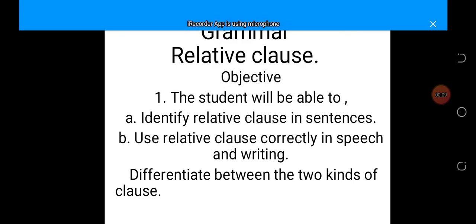We have English language. Under that, we are going to look at one of the aspects, which is grammar. I want to look at the topic relative clause.